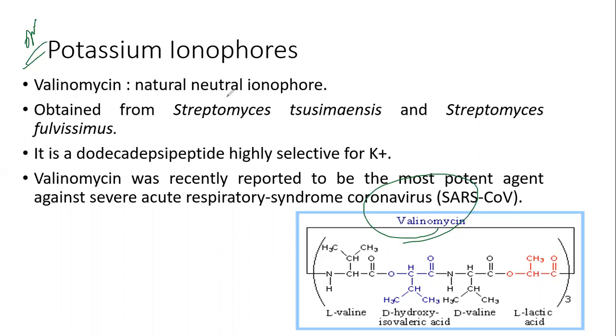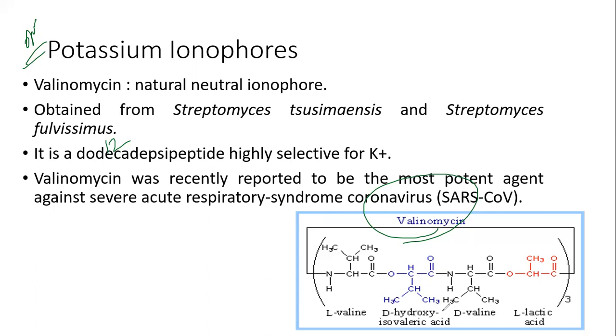So it is a natural neutral ionophore. Again it is obtained from Streptomyces fulvissimus and Streptomyces tsusimaensis. It is a dodecadepsipeptide, highly selective for K plus. I think this means 12. Valinomycin was recently reported to be the most potent agent against the SARS-CoV.